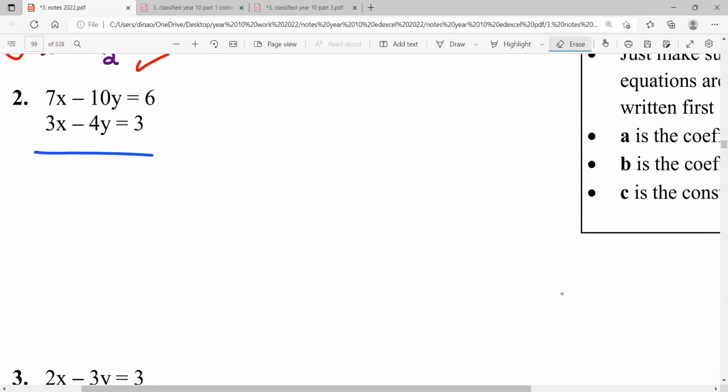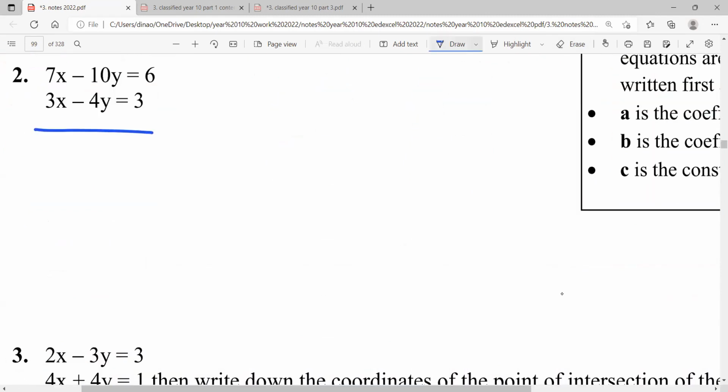But first I have to decide whether to work on the x or on the y. I'll work on the y now, and in the next example I'll work on the x. I want to eliminate the y completely. In order to remove this system and put one equation with one letter only, the coefficient of the y up and down must be the same.